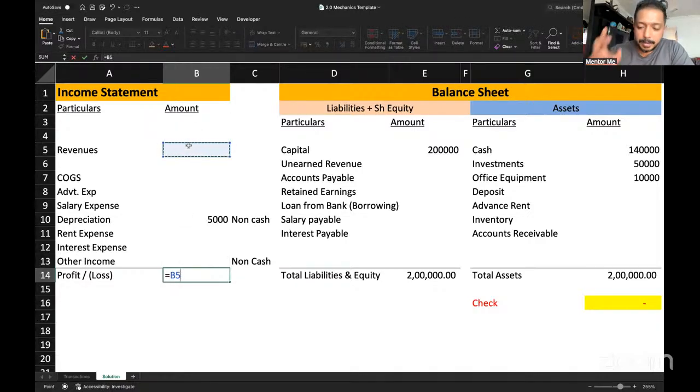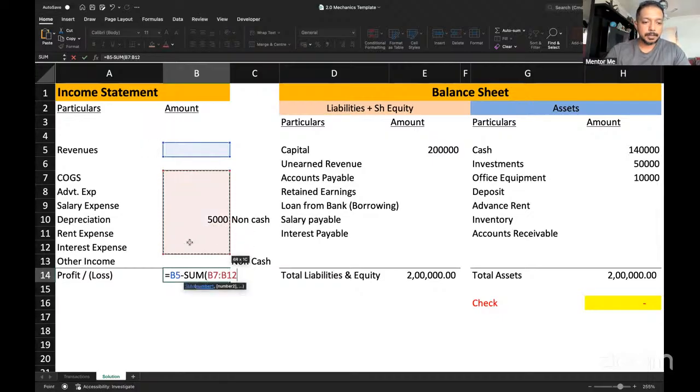Revenue minus expenses is profit, right? So revenue minus the sum of all the expenses, excluding other income, because this other income is basically income. So I'll add it. Just make sure that you make this formula first.